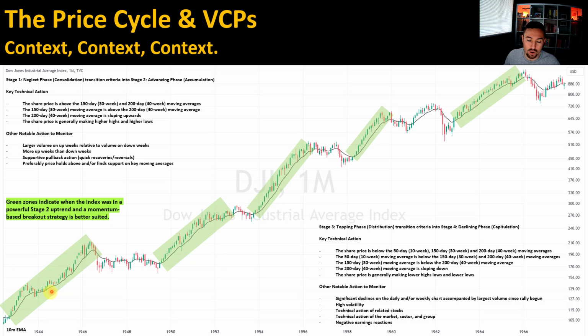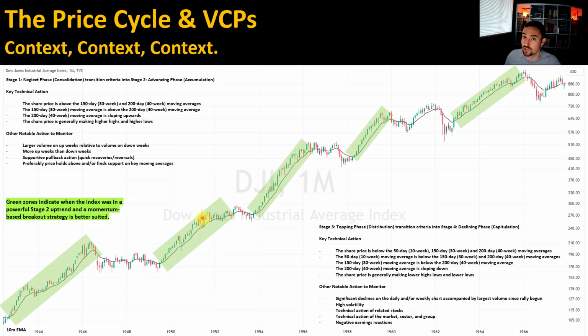So clearly when the market is in an uptrending environment, as you can see by these green areas here, that is going to be the best moments in time, I think, to be trading VCPs. If you look for some other videos on the channel, you'll see a study that I've done looking at 3,000 of these type of breakout setups, and actually the longer term trend of the index was very important indeed. So let me just put a little bit more meat on the proverbial bone. So stage 1 neglect phase, which is the consolidation, transitioning criteria into a stage 2 advancing phase, so an accumulation.